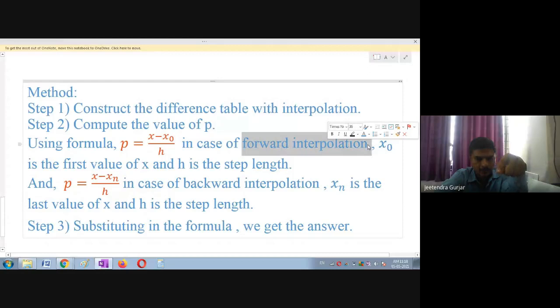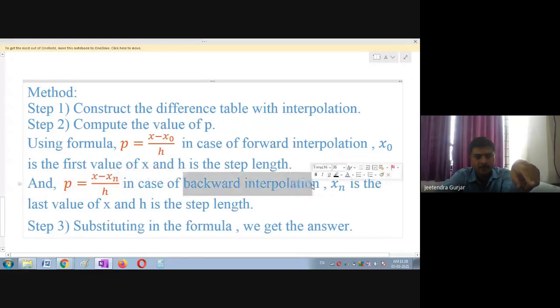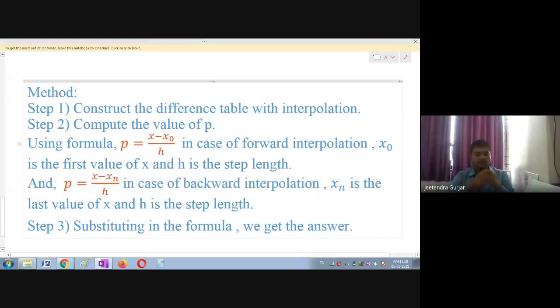Whenever it is forward, P is equal to x minus x naught upon h. When it is backward interpolation, please note down P is equal to x minus xn upon h, where x is the value which we have to find out, or which is given to find the value. X naught is the first value of x. Is it clear? Xn is the last value of x, and h is nothing but our step length. So please remember these things.